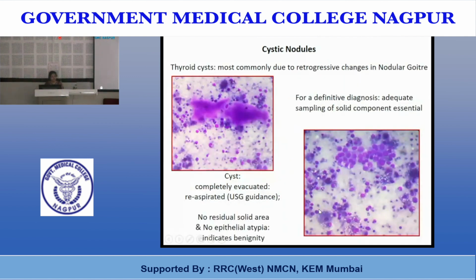Now in thyroid, the cysts are most commonly due to retrogressive changes in a nodular goiter.